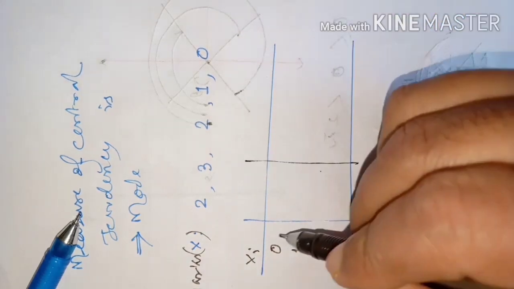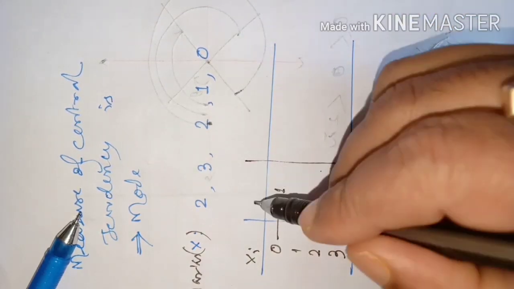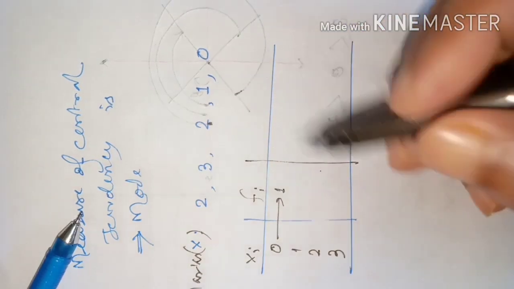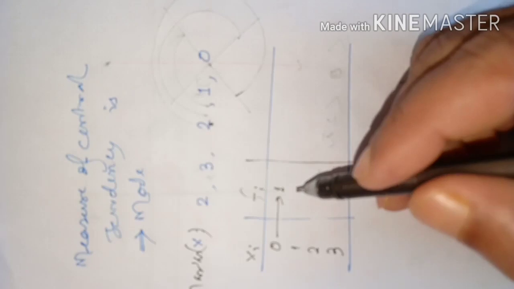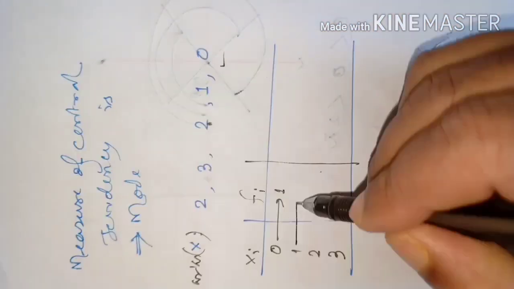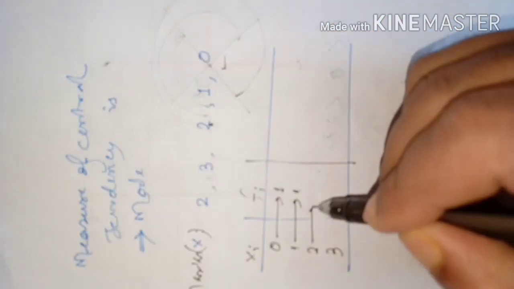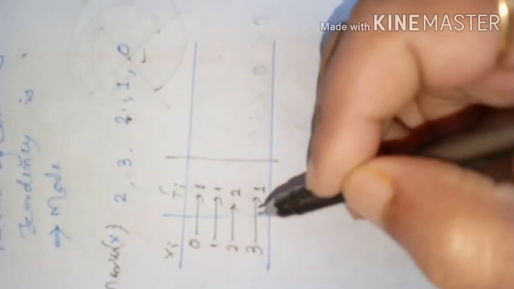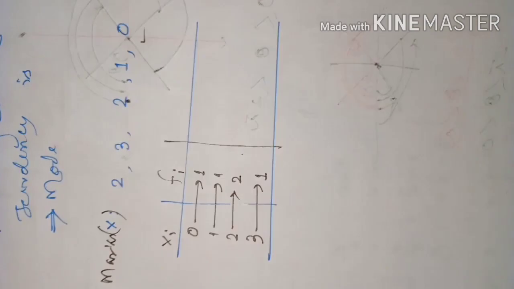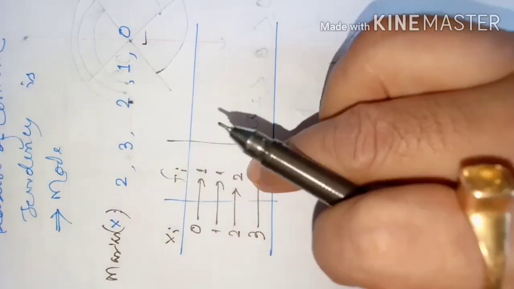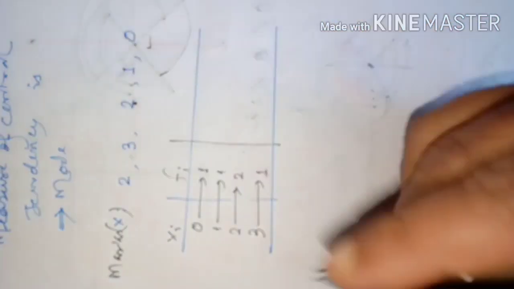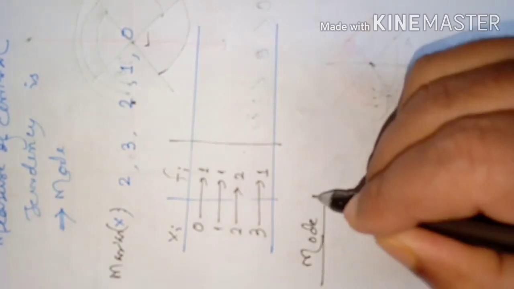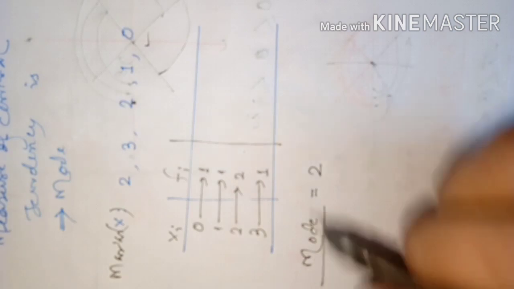So 0 appeared only one time, that is its frequency. Frequency means how many times one number appears in a collection. So 0 appeared only one time, 1 also one time, 2 two times, 3 one time. That means we have noticed that 2 is the number which appeared maximum number of times in this collection. So the number which appears maximum number of times is called the mode of the data. So mode is 2.